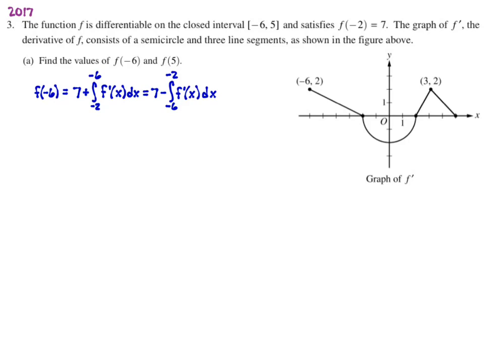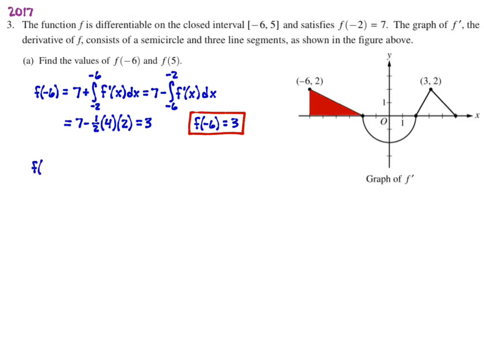So we end up with 7 minus the integral from -6 to -2. And so the integral from -6 to -2 is the area of that triangle. Now notice we're going from -6 to -2, so that means our base is in the positive direction, it's a positive length if you would, and then the height is a positive value. So we can say that the area of that triangle is 1/2 times 4 times 2, and then that simplifies to 4. So f of -6 is 3.